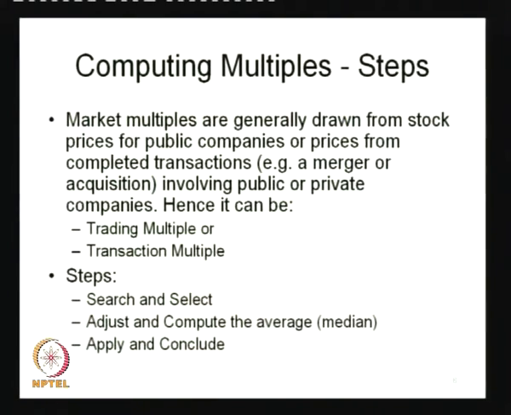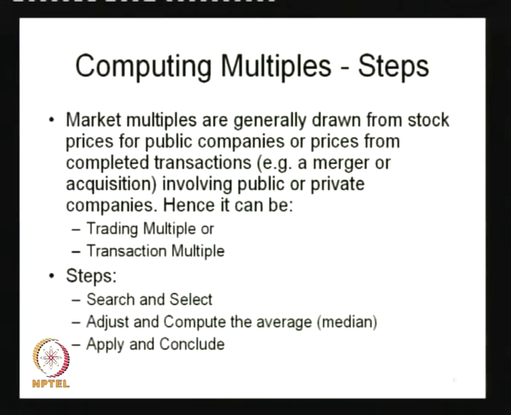Whereas, if you are using the transaction multiple based on different merger and acquisition transactions that have taken place in that particular sector, the control premium is supposed to have been taken care of in those transaction multiples, that is, the value of the target company when the target was valued by the acquirer. So, there is no need for any control premium adjustment. That is the difference between the market trading based multiple and the transaction based multiple as far as mergers and acquisitions are concerned. So, there are two multiples we have, trading multiple and transaction multiple.